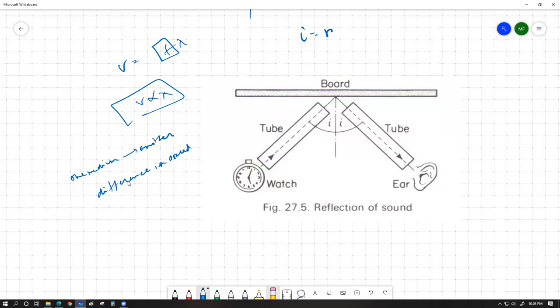This incident of changing direction is what we call refraction. Now, the refraction of sound experiment is actually quite difficult to show in a laboratory environment.